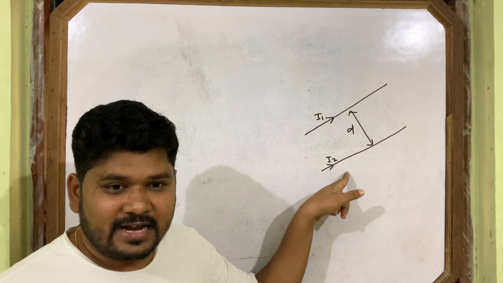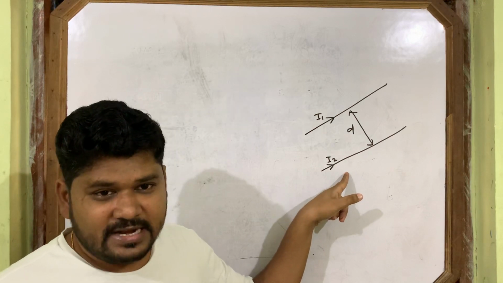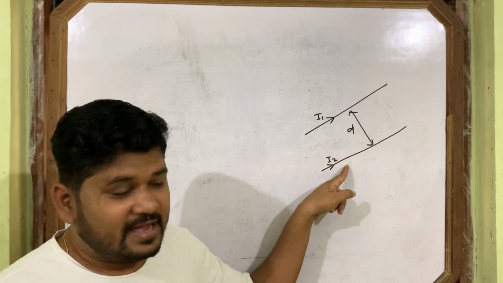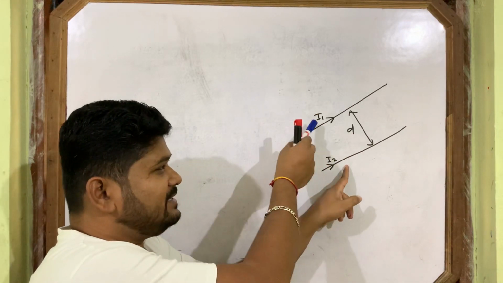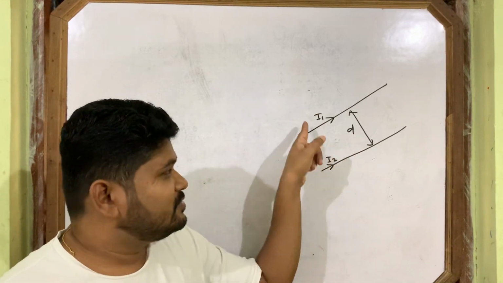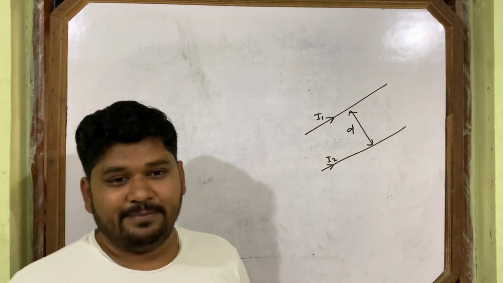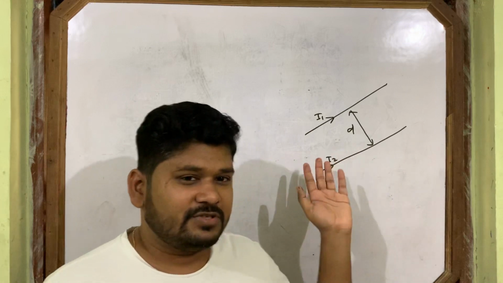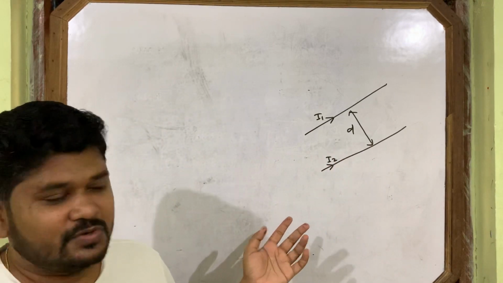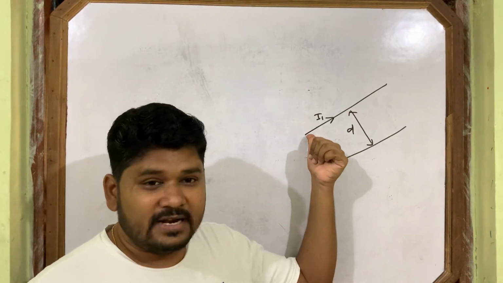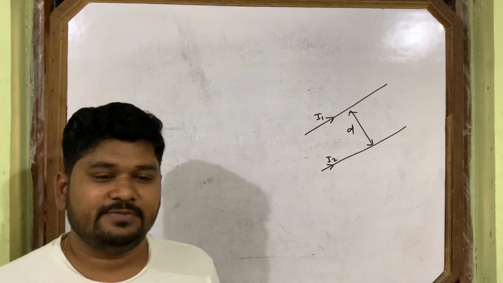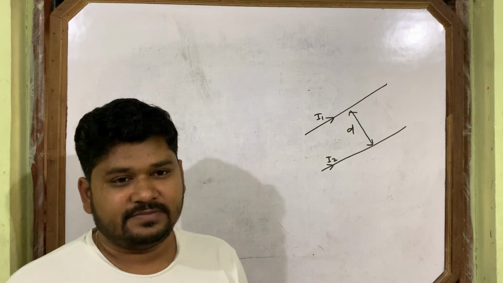Come to this one. This current carrying conductor I2 behaves like a magnet. It provides its magnetic field, and within that magnetic field this conductor is present, so force acts. So it's a mutual force. I1 applies force on I2, and I2 applies force on I1. So in the magnetic field of one conductor, as the other conductor is present, force acts between two parallel currents.